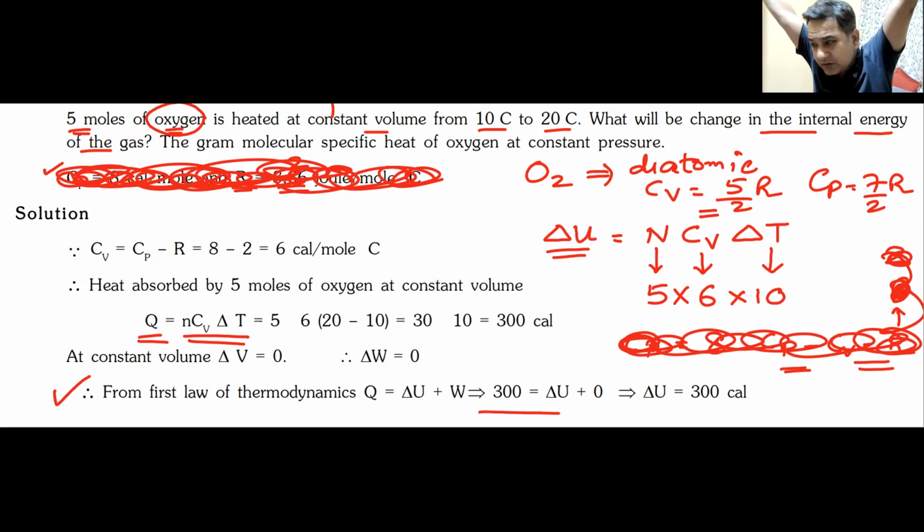Raise your hands and let me know that we understand this. Okay, I'll give you one more question on this so that you are able to do it when it comes in the examination hall. Let's see how I will frame the question.